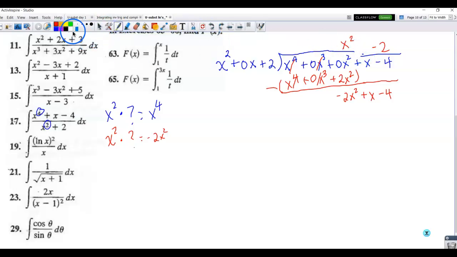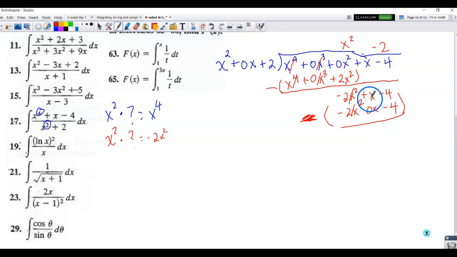I just like to keep my place value. All right, so there we go. I'm going to multiply the negative 2 by each term, so that makes 2 times negative 2 is negative 4. Negative 2 times 0x is 0x. Negative 2 times x squared is negative 2x squared. Subtract the whole thing.